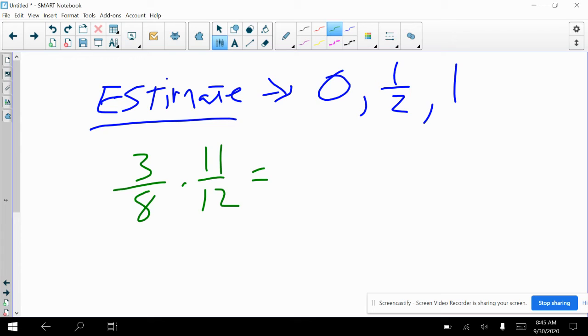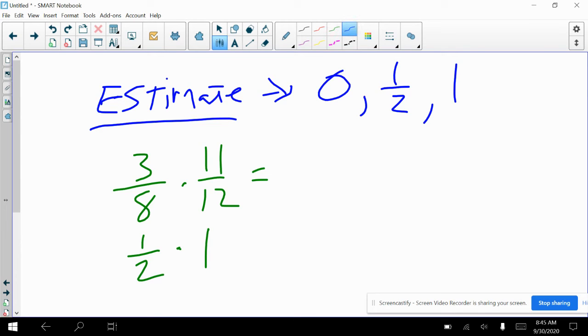3/8, is that closer to 0, a half, or 1? That is closer to a half. That is correct. How do I know that? Well, 8 is how many pieces make up a whole. If I take half of that, that's 4. Is 3 close to 4? Yes, so that's closer to a half. 11/12, is that closer to 0, a half, or 1? Tyler, what is it? 1, that is correct.